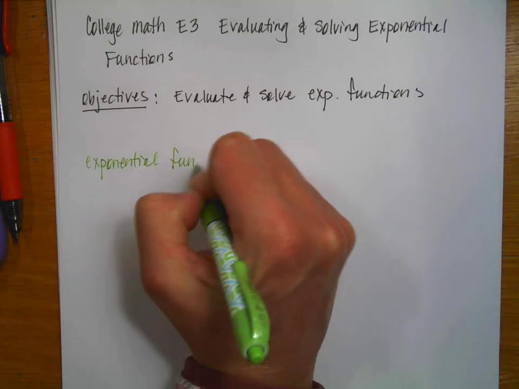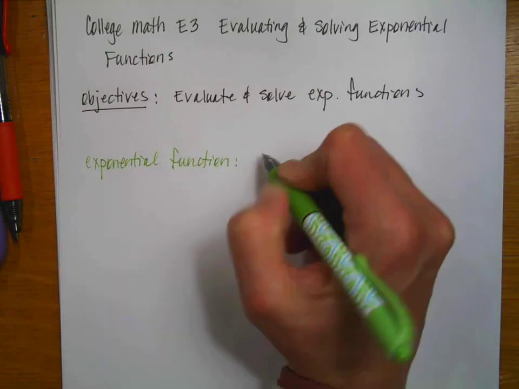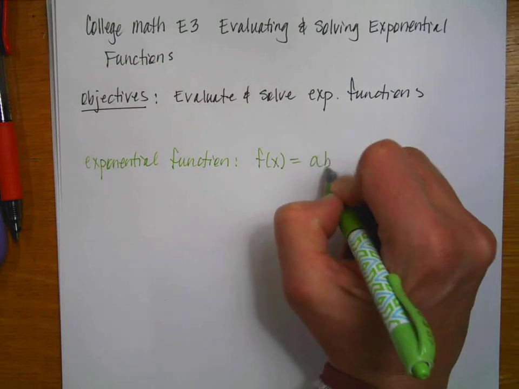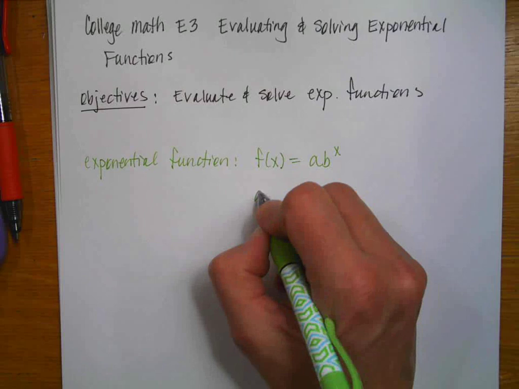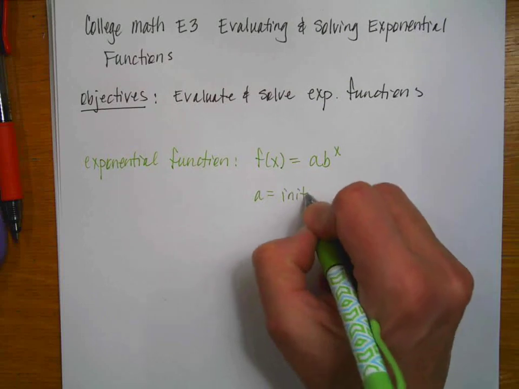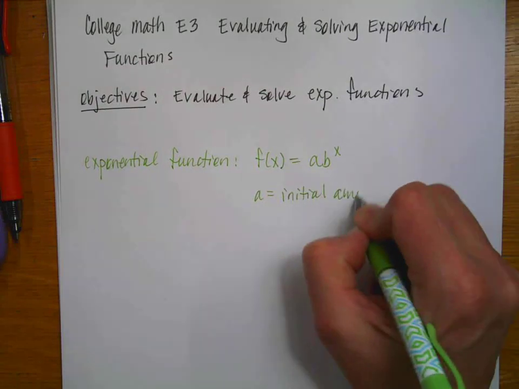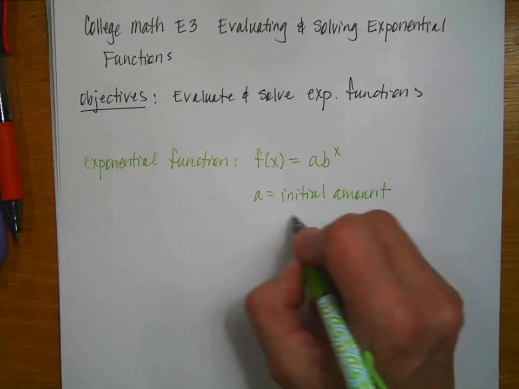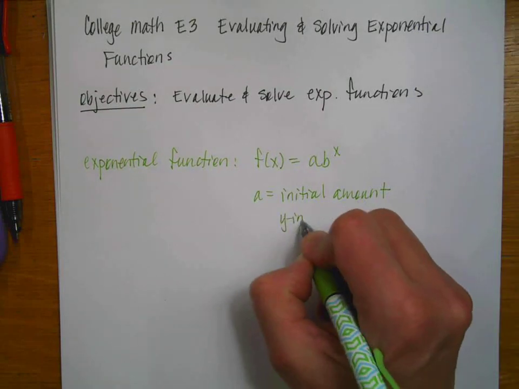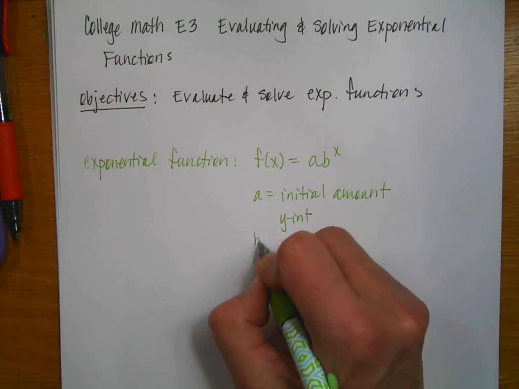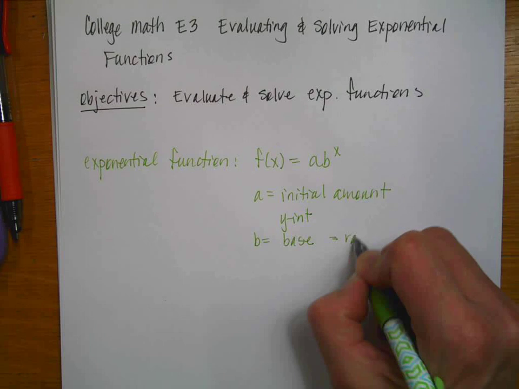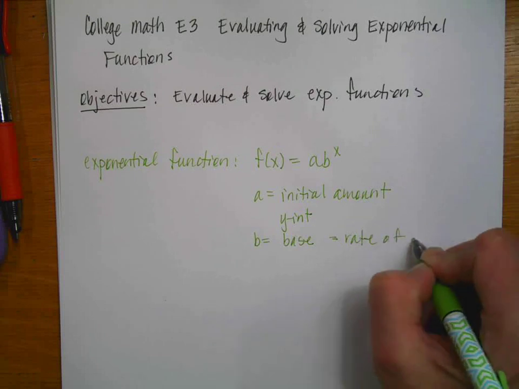And just remember what we learned yesterday. So we have f of x is equal to a b to the x. So a is our initial amount. So that's how many whatevers we start with, right? It is also going to be the y-intercept. B is the base, which is also the rate of change.